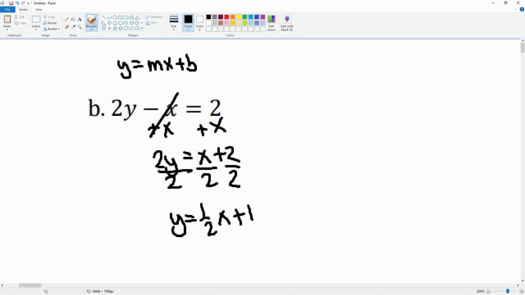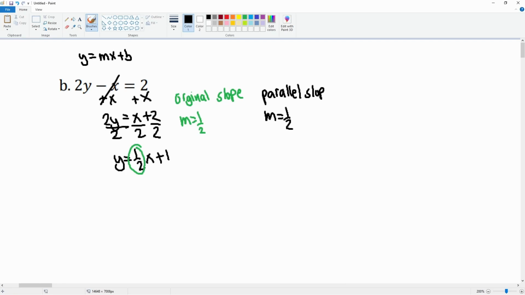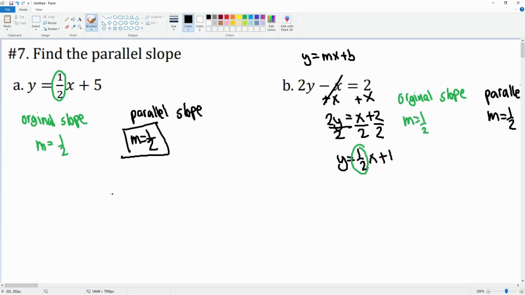Now we can grab this, which is the original slope, and we can say that the original slope m is equal to 1/2, and then we have the parallel slope, which is the same, which is m is also 1/2. For parallel slopes, they are equal to the same value as the original slope.